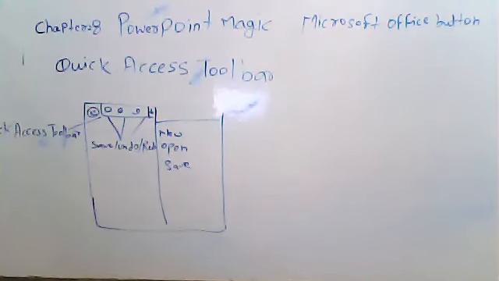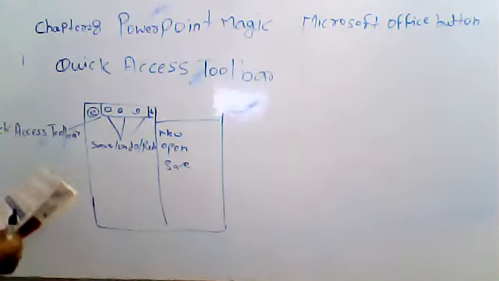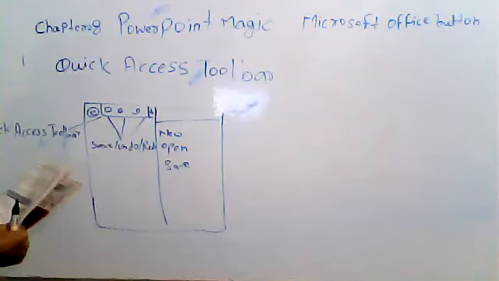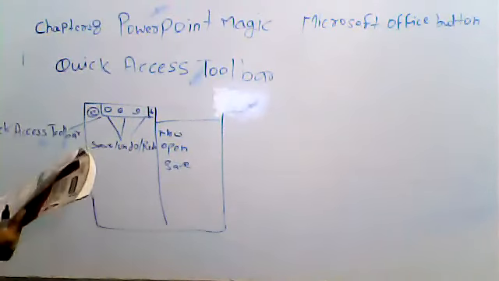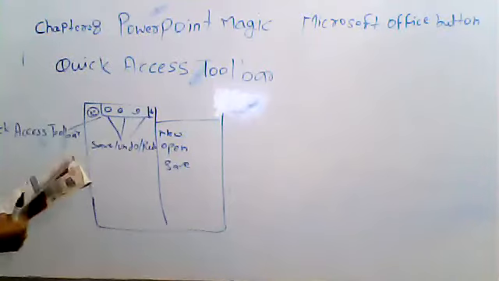We can place the quick access toolbar above or below the ribbon. To change the location of the quick access toolbar, we click on the arrow at the end of the toolbar and click show below the ribbon.